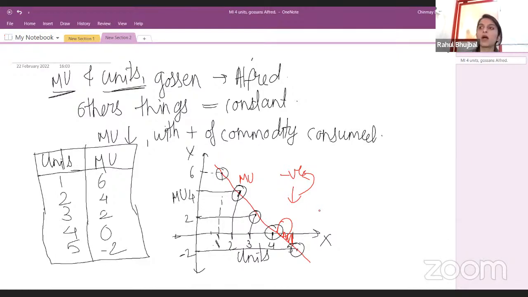So the law says that marginal utility is going on decreasing, and it is decreasing with every additional unit of commodity consumed. You can take the example of any product which you are going to eat for the very first time. Will it give you pleasure? Will you be happy after eating it? Yes. Will you be satisfied? Yes. But as you consume more of that same unit, will your utility decrease? Yes, your utility is going to decrease, right?